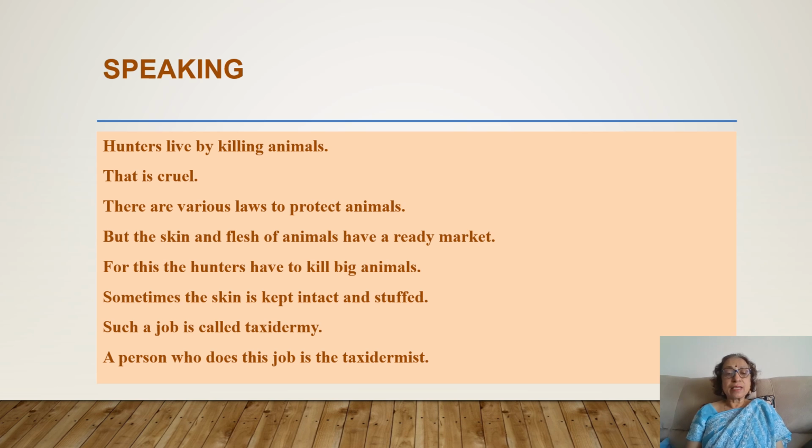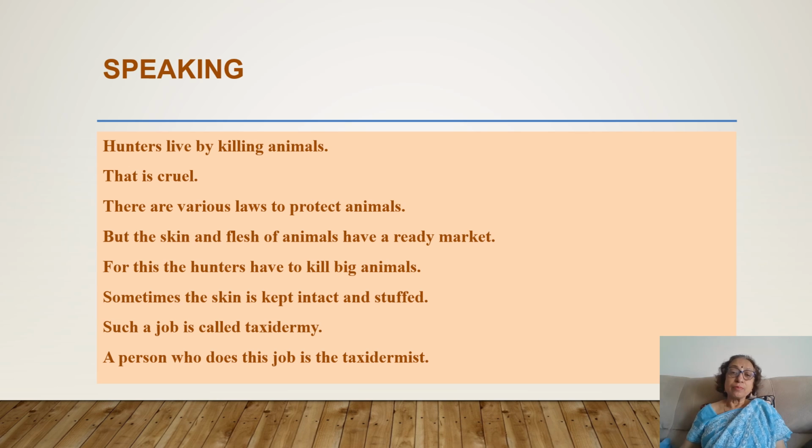Sometimes the skin is kept intact and stuffed. That means they don't break the skin into small pieces. You just shoot the animal, there is just one hole, the rest of the body is fine. So you scrape out all the flesh. Imagine, it is so terrible. And then you give it to a person who will fill it. They will stuff it with some grass, dried grass, or some such thing.